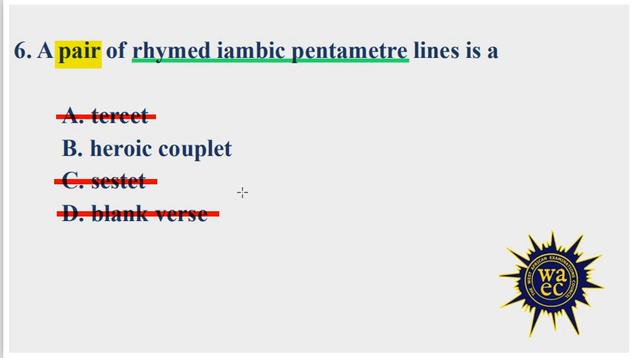Let's come back to the question. A pair of rhymed iambic pentameter lines is a dash. Now we say a pair means 2. Then we are looking at couplet. Whenever we see couplet in literature, it means 2 lines.